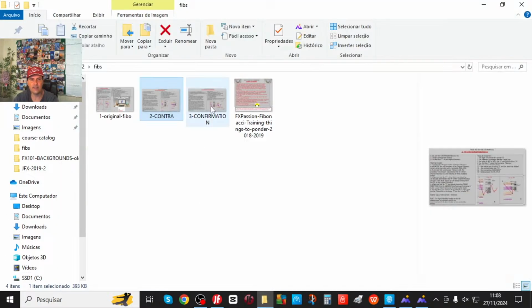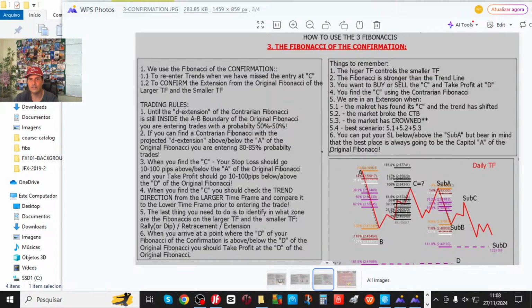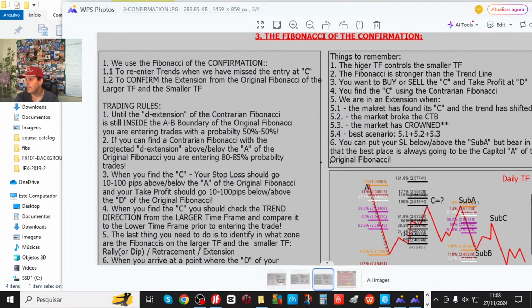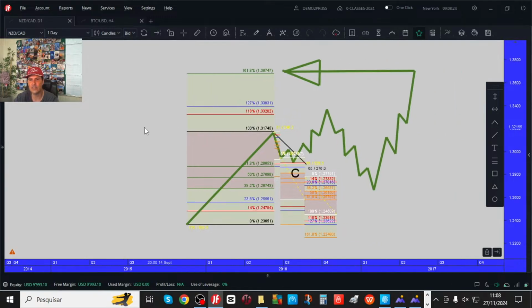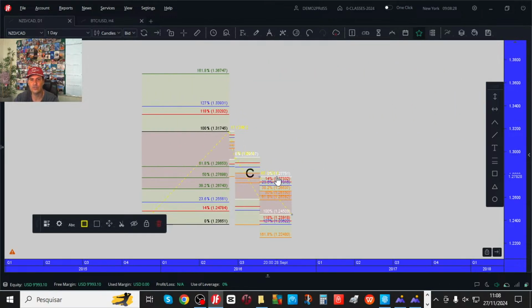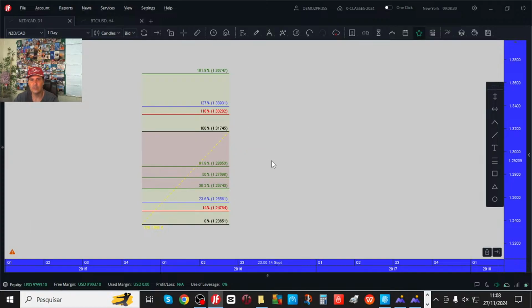And finally, you are going to love this one, the confirmation Fibonacci, or the Fibonacci of the confirmation. Yes, finally, right? Number one, we use the Fibonacci of the confirmation to re-enter trends when we have missed the entry at the C. Wow, right, everybody? This is the best news ever. Okay?